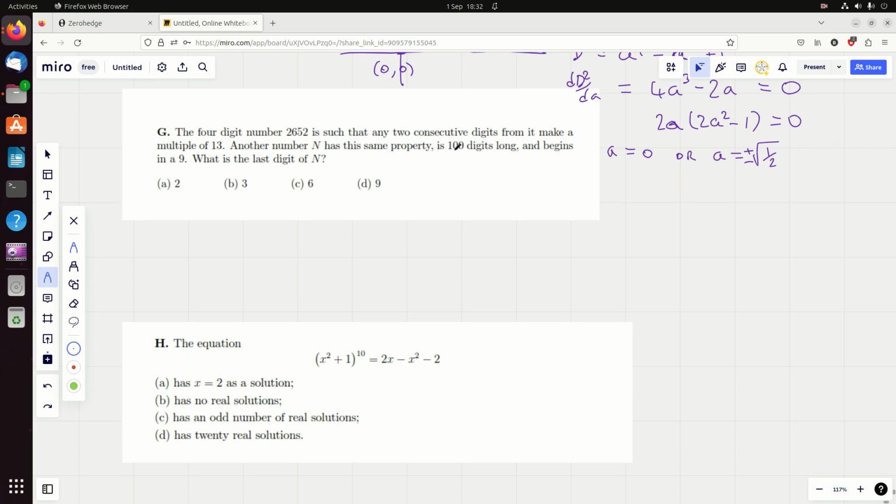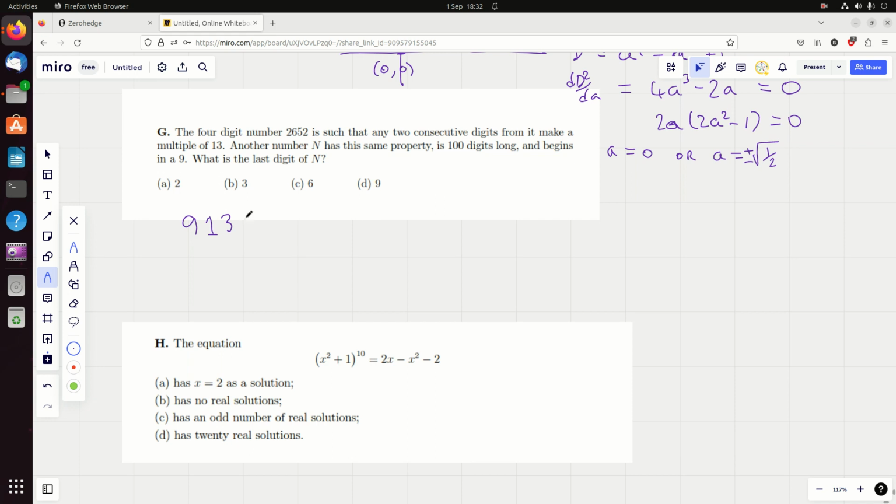Okay, another number n has the same property, and it begins with a 9. Yeah? Well, straight away I must know the next number, because what do I need to times 13 by to get something in the 90s? What is 7 times 13? 91. So the next number must be a 1, which means the next number must be a 3.